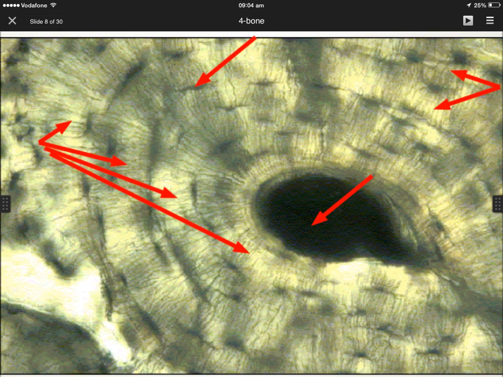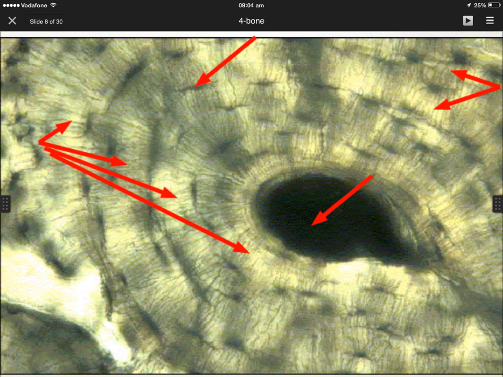Another nice picture for the ground compact bone. This arrow here is for the Haversian canal. And these arrows here are denoting the concentric lamellae. These are concentric bony lamellae, and these concentric bony lamellae actually are showing canaliculi.